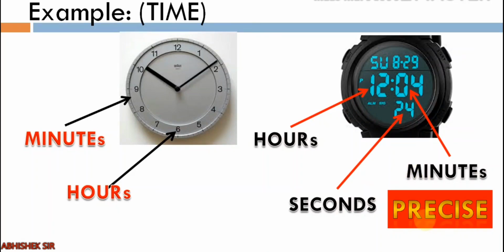Clear? So precision is related to the minimum measurement, the least count of any measurement. If that instrument can measure smaller measurements, then it is said to be more precise.